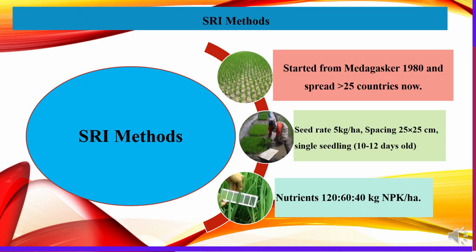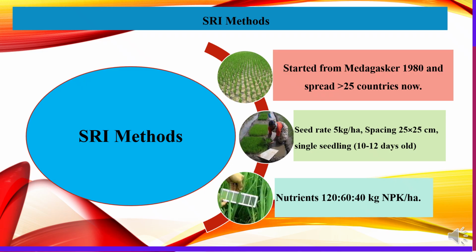Key principles and practices. Seed rate. A very low seed rate of 5 kg per ha is used compared to conventional practices, reducing seed costs and minimizing plant competition. Spacing. Wider spacing of 25 by 25 cm between hills allows for better root and canopy development, improved aeration, and reduced competition for nutrients, water, and sunlight.